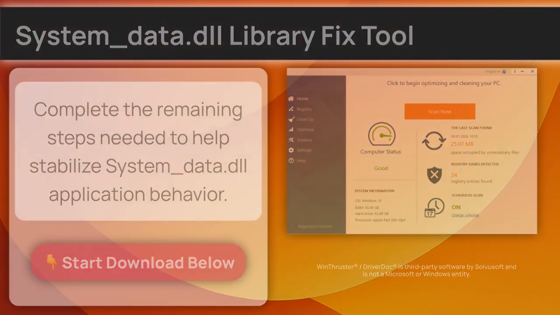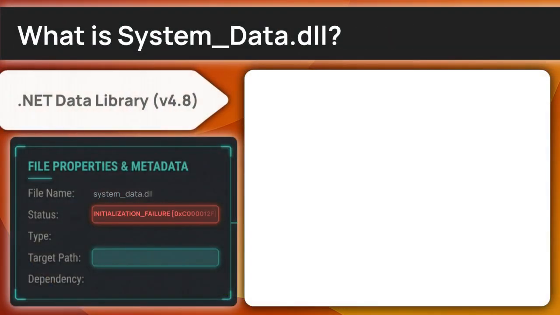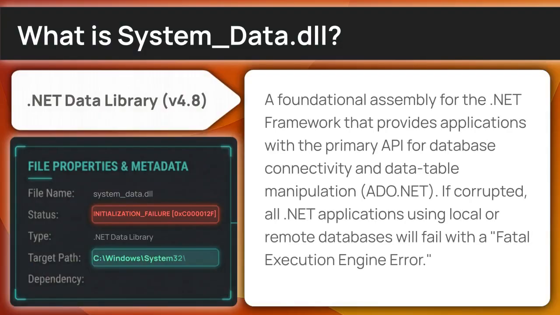This is the System Data Library, a foundational assembly for the .NET framework that provides applications with the primary API for database connectivity and data table manipulation, ADO.NET. If corrupted, all .NET applications using local or remote databases will fail with a fatal execution engine error.